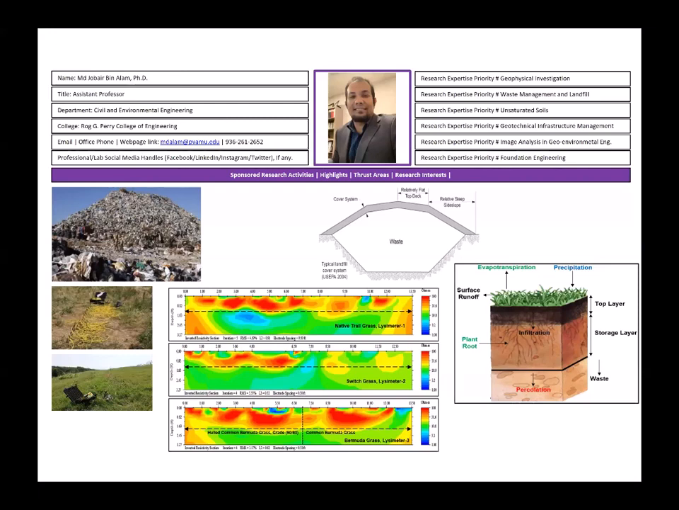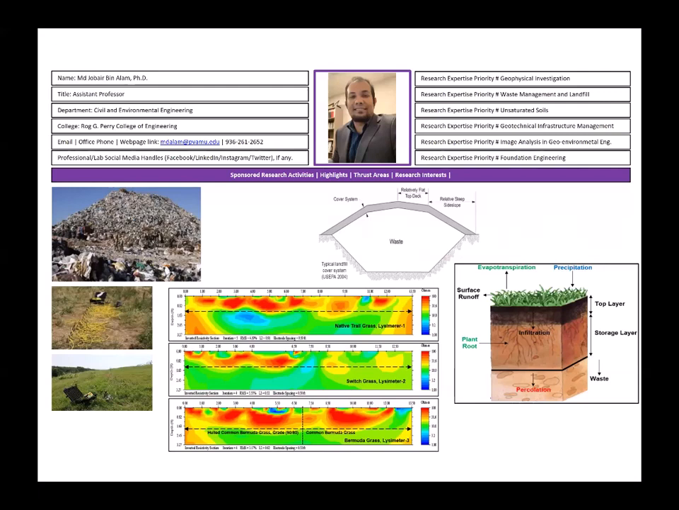Okay, so two of the proposals are underway, and two of my publications are also underway on pavement engineering, recommending geosynthetic material for use in pavement materials and pavement engineering.